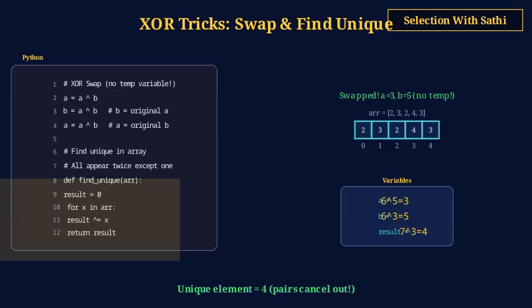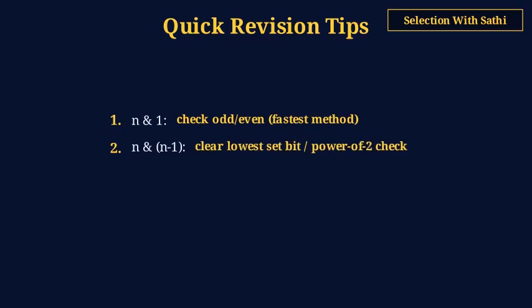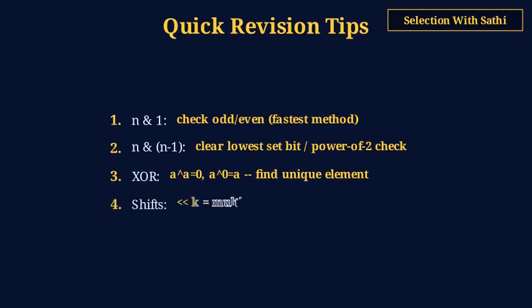This technique is used in competitive programming for problems involving subsets, combinations, and bitmask DP. Quick exam tips. First, n AND n minus 1 clears the lowest set bit. Use this for power of 2 check and Brian Kernighan's set bit counting. Second, XOR has 3 key properties: A XOR A is 0, A XOR 0 is A, and it is commutative and associative. These solve many array problems in O(1) space.